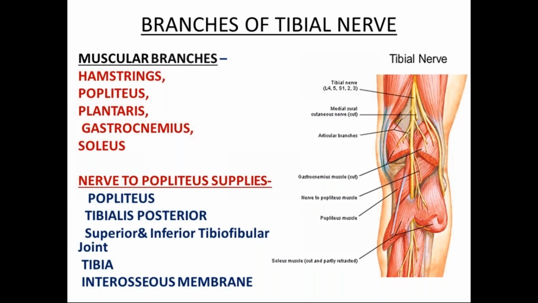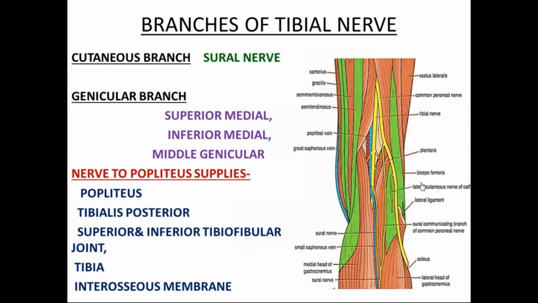The nerve to the popliteus crosses the popliteal artery. It is running downwards and laterally. It winds around the lower border of popliteus and supplies from its deeper or anterior surface. In addition to supplying the popliteus, the nerve also gives branches to the tibialis posterior, the superior and inferior tibiofibular joint, the tibia, and the interosseous membrane.